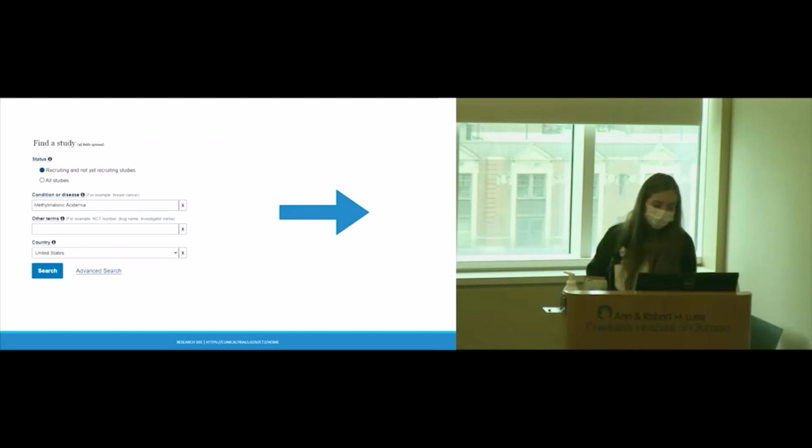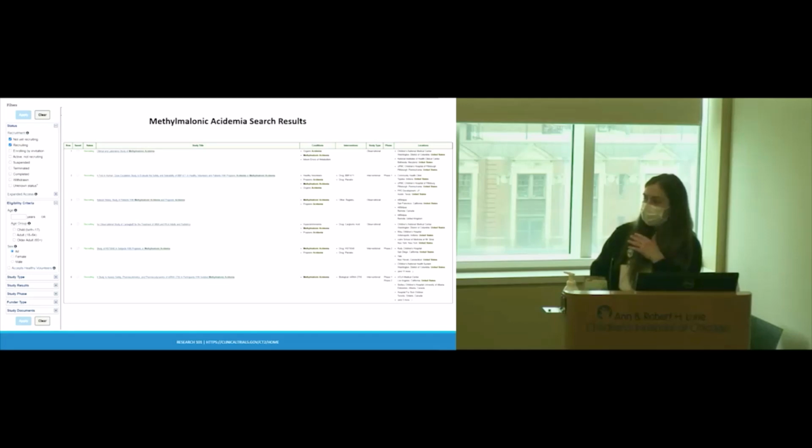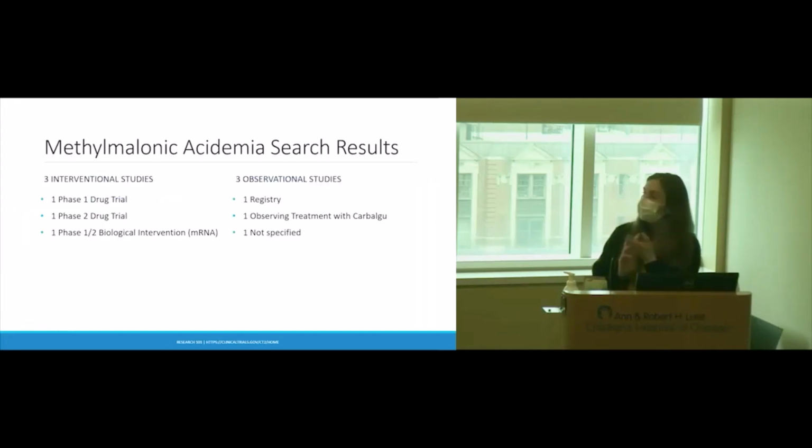Now doing the same thing with methylmalonic acidemia, when we pull that up, there are 6 studies that pop up on clinicaltrials.gov. Here we have 3 interventional studies and 3 observational studies. So that includes 1 phase 1 drug trial, a phase 2 drug trial, and 1 phase 1/2 trial. And for the observational studies, there's 1 registry study, an observational study looking at treatment with carboglue, and then 1 other study that didn't specify a category.